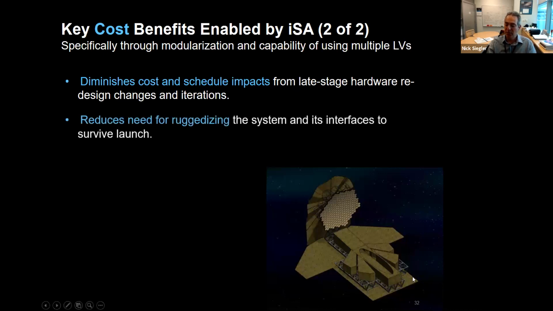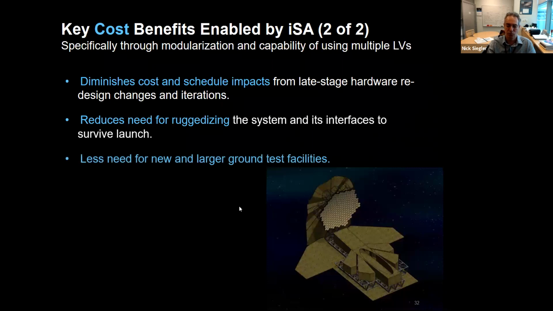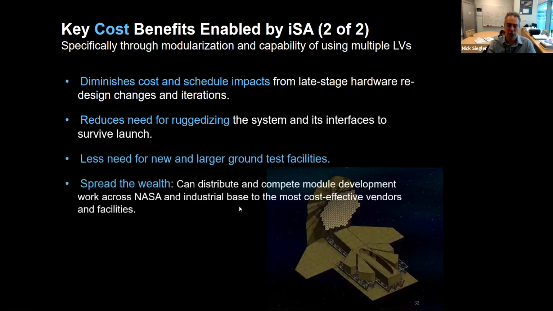When you assemble something like a large telescope, all the interfaces have to be ruggedized, regardless if they need to or not, because they have to survive launch. So when you break them up into Legos, they don't have to be ruggedized. So you save on mass and you save on having to beef up these interfaces. We don't need new and large ground test facilities. These telescopes are getting big, so they're going to need new facilities, and you don't need that, or you can minimize the number of them that you need when you are only building smaller modules.